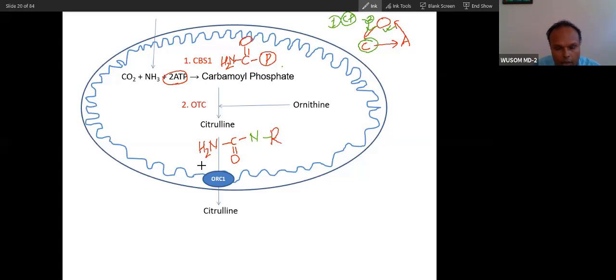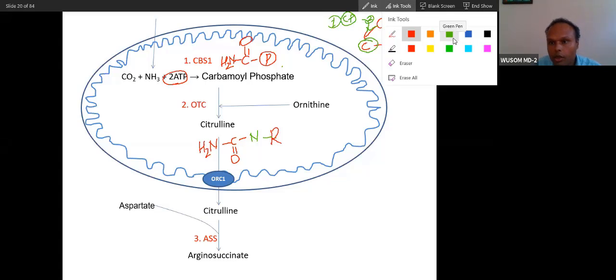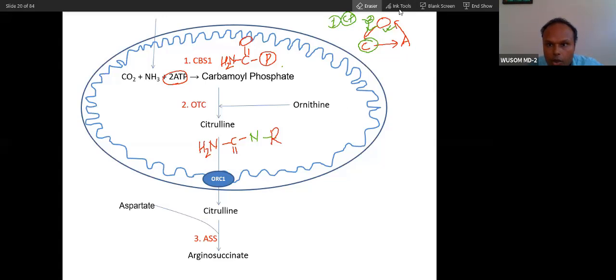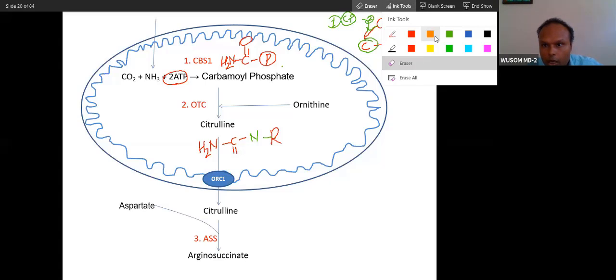Now this citrulline will come out of the cell. So I will draw here only. When citrulline comes out, aspartate will react with this citrulline. Actually, aspartate is donating a nitrogen group to this. You can see first, the nitrogen group of aspartate will come and bind here.